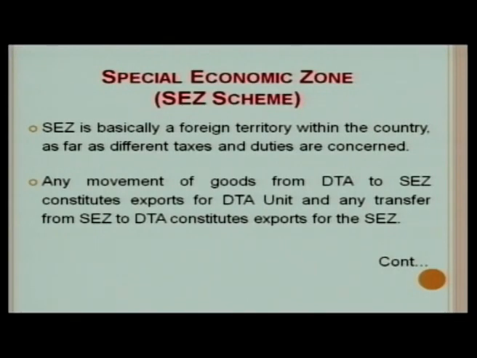The next scheme is the Special Economic Zone, SEZ scheme, which is basically a foreign territory within the country as far as different taxes and duties are concerned. Any movement of goods from DTA to SEZ constitutes export of the DTA unit, and any transfer from SEZ to DTA constitutes export for the SEZ unit. So even being within the country, the SEZs are like a different territory for the country itself.